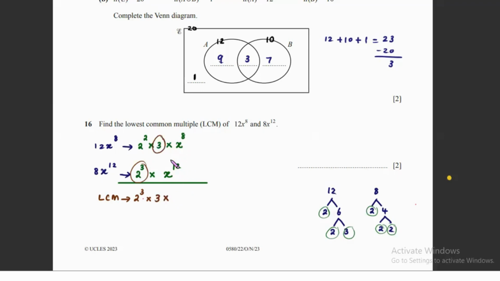Then when we consider the x's, we have x to the power 8 and x to the power 12. So x to the power 12 is the highest. So I need to pick that. Now simply I need to multiply them all. So this will give us the lowest common multiple. So 2 to the power 3 is 8. 8 times 3 is 24. 24x to the power 12 is the lowest common multiple of 12x to the power 8 and 8x to the power 12. Now let's move on to the next question.